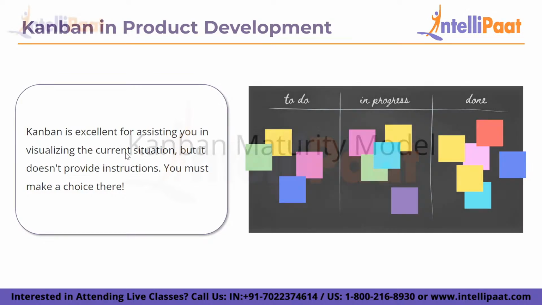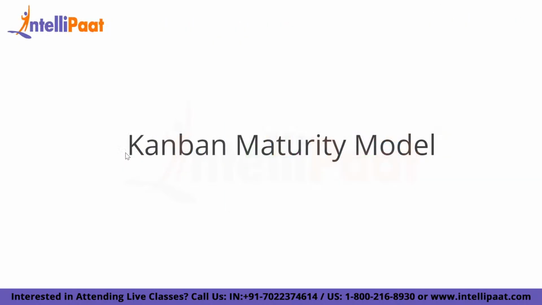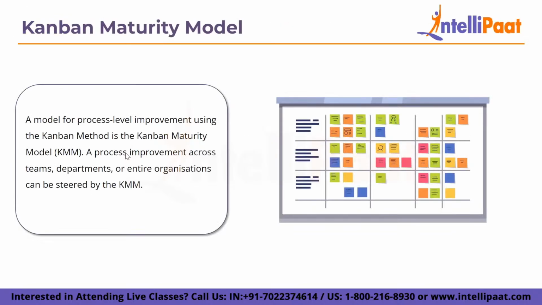Now, let's study the Kanban Maturity Model. A model for process level improvement using the Kanban method is known as the Kanban Maturity Model, or KMM. Process improvement across teams, departments, or entire organizations can be steered by the KMM. It depicts 7 maturity levels and demonstrates how to successfully implement the Kanban method to advance from one level to the next and significantly enhance.